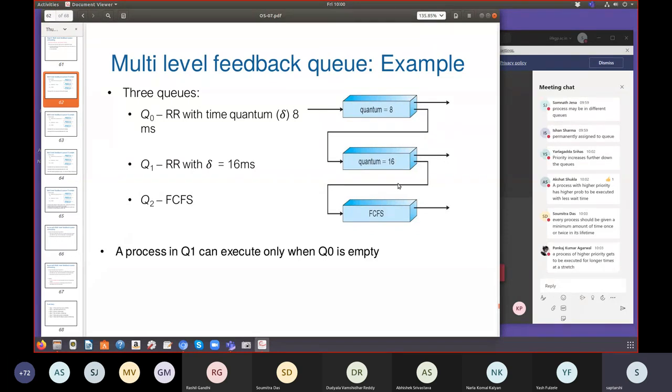Yeah, okay, whatever you are telling is correct, but I am specifically asking, why do you think the time quantums vary? Or does that have any relationship with the priority? Okay, Pankaj, what you are telling is exactly not happening. You are telling a process of higher priority gets to be executed for longer times. But that is not the case. The reverse is the case. The highest priority queue has a low time quantum of 8 milliseconds. And the lower priority queue has a higher time quantum of 16 milliseconds. So the reverse is actually happening. And that is what I am asking. Why do you think this is the case?